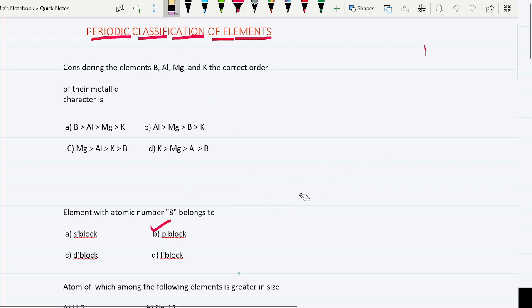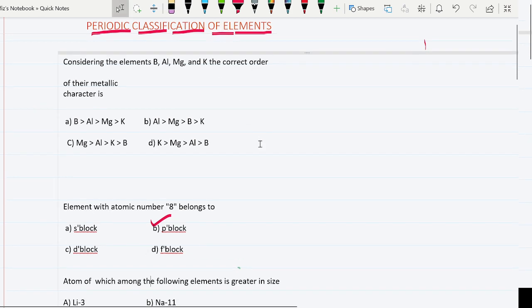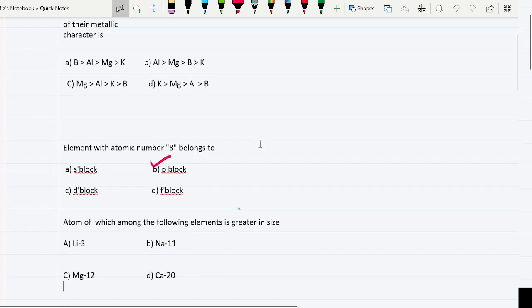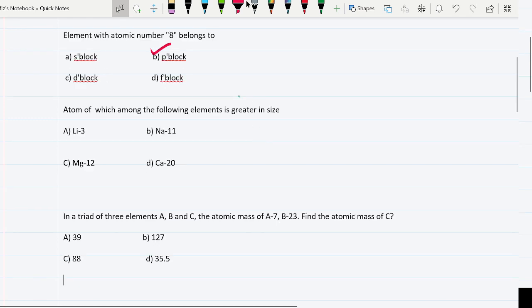Okay, it was quite easy but important because such questions are expected in the exam. Just watch the full video so that you can get the complete idea of how and what kind of questions will arise here. Now moving to the third question: atom of which among the following elements is greater in size? In the first question only I have told you how to find an atom having greater size.